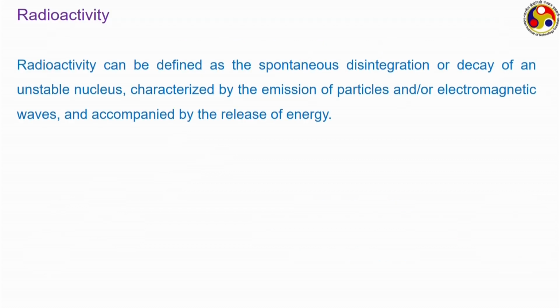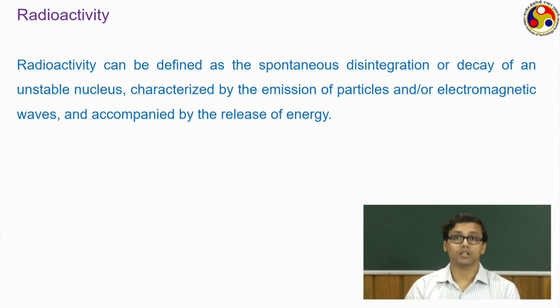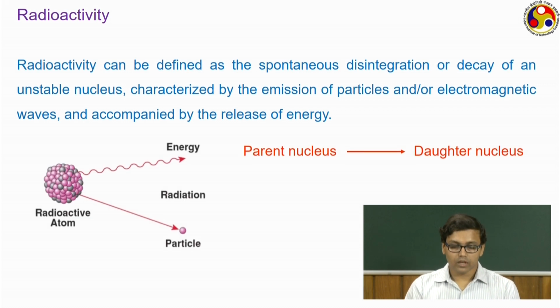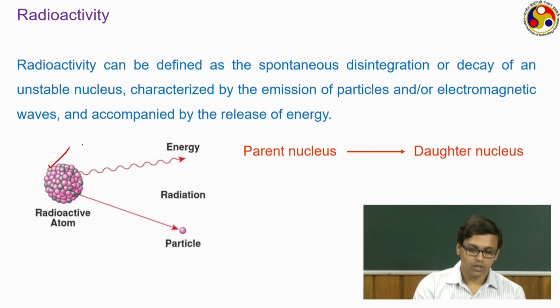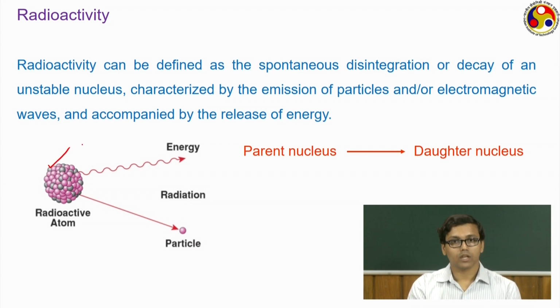Radioactivity can be defined as a spontaneous disintegration or decay of an unstable nucleus, which is generally characterized by the emission of particles and/or electromagnetic waves, and also accompanied by release of a large quantity of energy. So, it is a spontaneous phenomenon because of which one nucleus gets converted to another nucleus. The nucleus with which it starts we call the parent nucleus, and the product nucleus is generally termed the daughter nucleus.